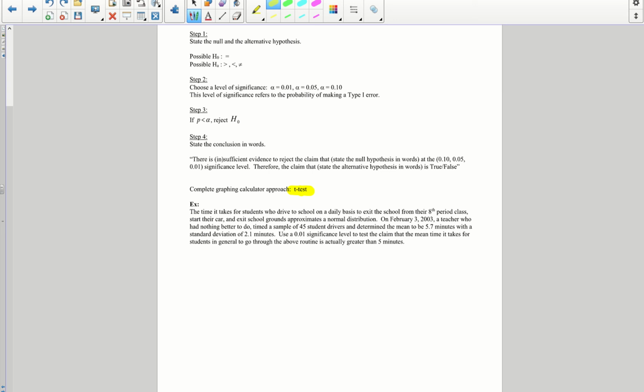5.7 minutes may not seem like an absurdly large number for students to exit the school grounds, but the 2.1 was even the more alarming thing. So you're looking at already a large number for students to get in their car and start the process of leaving, and then a 2-minute variation related to that. So in my mind at the time, it was significant.